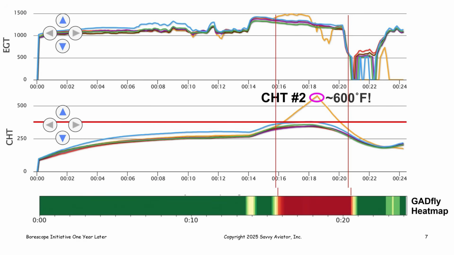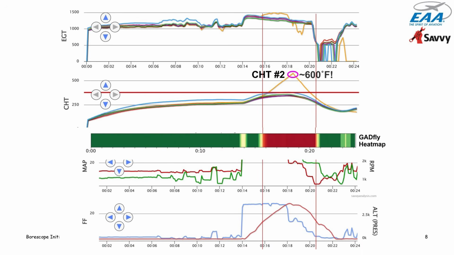Now, obviously, the analysts get a lot more data than just CHTs and EGTs. They get tons of different stuff. But the heat map basically tells them what part of the flight the GADfly model was concerned about and thought that it looked abnormal and somebody ought to look at it. This is a lot harder to do than it sounds, and we've been working on it for a couple of years.